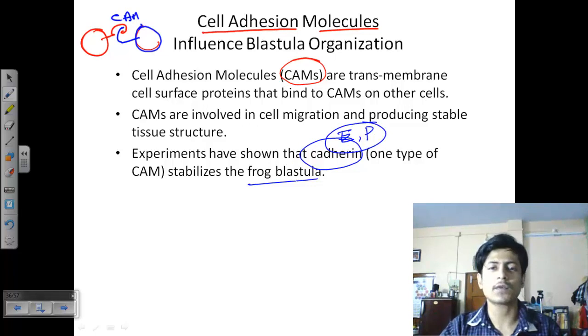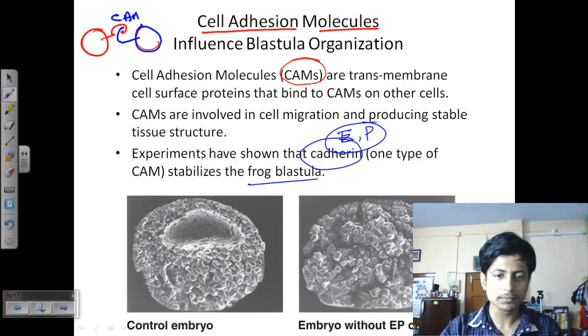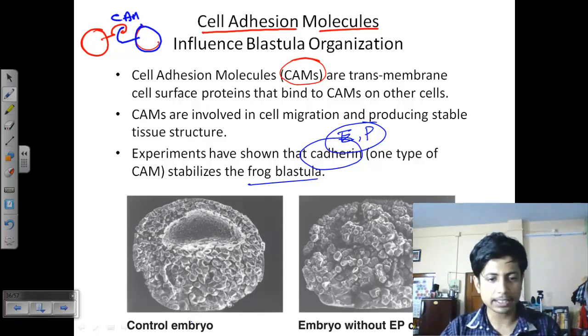Now in the case of the frog blastula, E cadherin plays a vital role in interaction. A cadherin that is present outside the cell interacts with the nearby cell. This is the image. Say this is a control embryo where cadherins are playing a vital role. Cadherins are okay, they are interacting with themselves, and the cells are tightly packed with each other, creating this hollow sphere in the middle. This is the blastocoel.